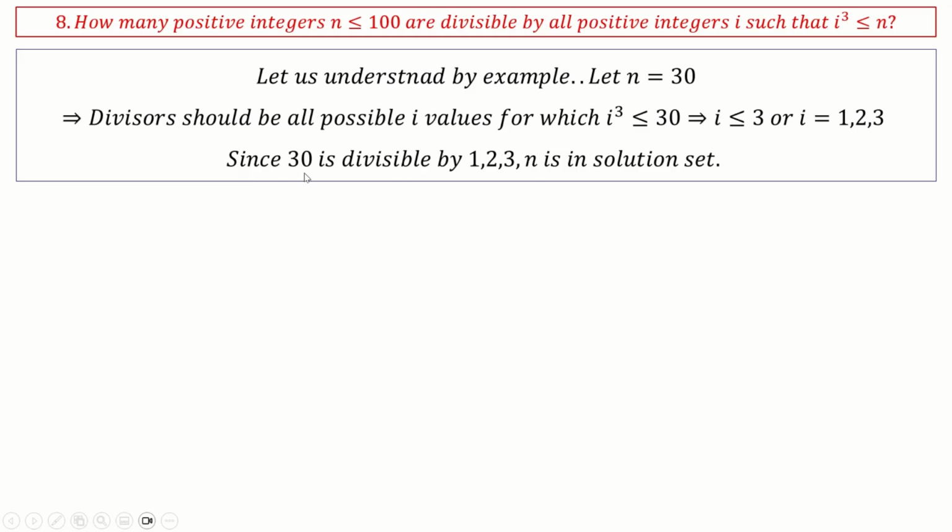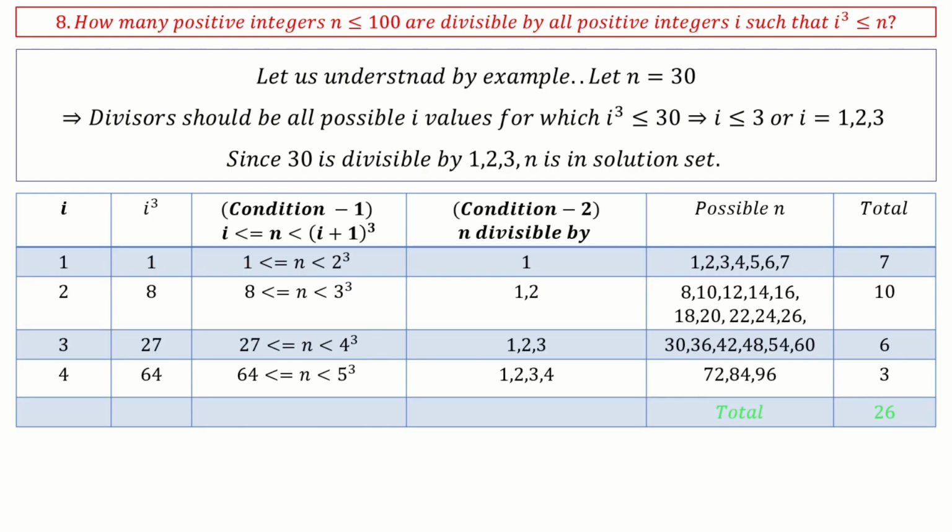Now i cube should be less than or equal to 30, correct? So this is what we need to understand. Let's make a table to understand how many possible solutions there will be. We make a table with i cube. The first condition is n should be between i cube and (i plus 1) cube. Condition 2 is n should be divisible by whatever is the i, right? Then possible values of n and then total.